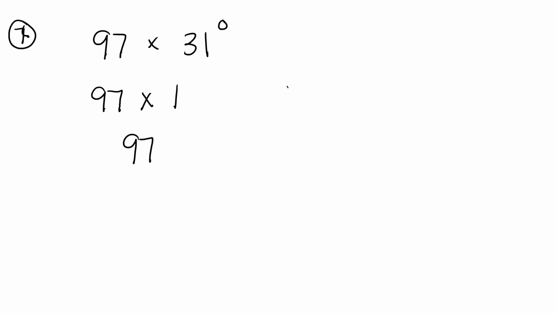Number 7. We have the problem 97 times 31 to the 0 power. Again, anything to the 0 power is 1, so the 97 stays the same. It does not have a 0 exponent. 31 to the 0 power is 1. 97 times 1 is 97.